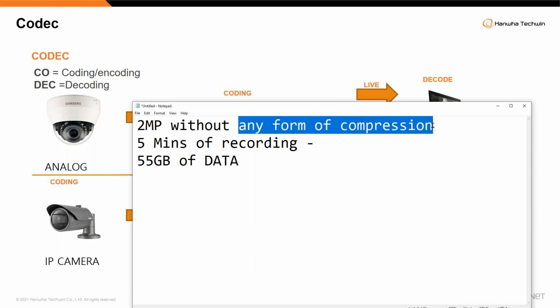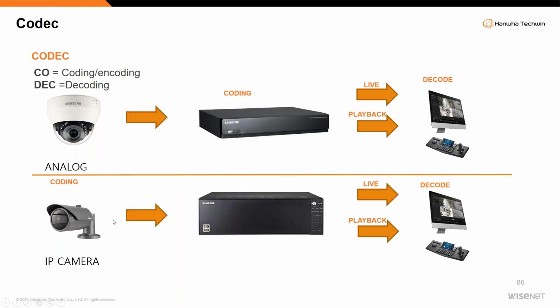So without any form of compression, that is the power of codec. What is codec? It will compress the image without losing the usefulness of the data. Okay, that's why you don't see any difference after you apply a feature called codec. It is intelligently compressing video to make sure you are not losing the key factors or changes in the scene. Okay, now where is codec happening?